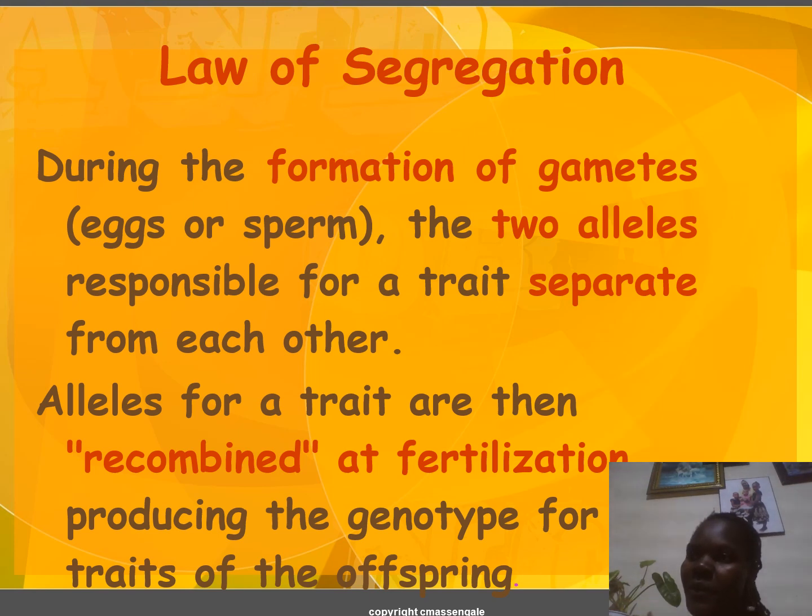Very important. We mentioned at the time we were defining genes that at the time of recombination, crossover, that is when the traits are passed down the line to the offspring from the parents. So the law of segregation states that alleles for a trait are recombined at fertilization, producing genotypes for the traits of the offspring.